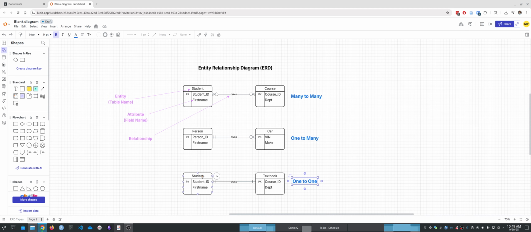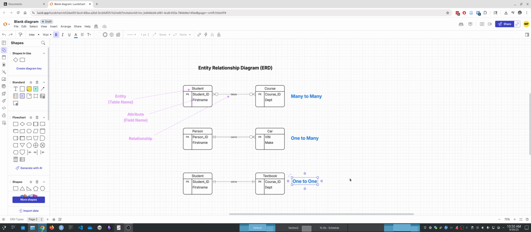But here we're saying that if we have a student, they can only have one textbook. They have to have a textbook. That's the minimum. And they can only have one textbook. That's the max. And if we have a textbook, it has to be owned by some student, and it can only be owned by one student. And so on the outside, we have 1 and 1. And that would give us a one-to-one relationship.